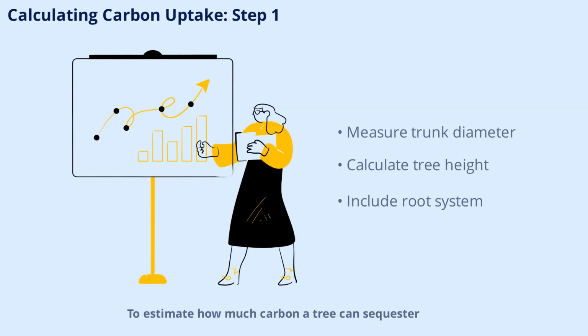To estimate how much carbon a tree can sequester, we start by determining its green mass, the weight of the tree when it's alive. This involves measuring the trunk's diameter and the tree's height. For smaller trees, a specific formula is used, while larger trees require a slightly different calculation. The root system is also considered, as it adds about 20% to the above-ground mass. These calculations provide a baseline for understanding a tree's carbon storage potential.